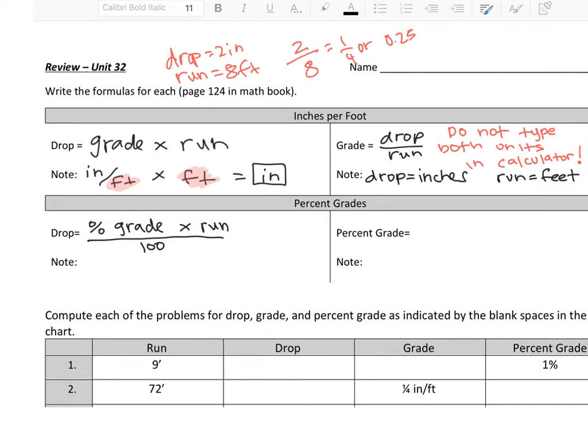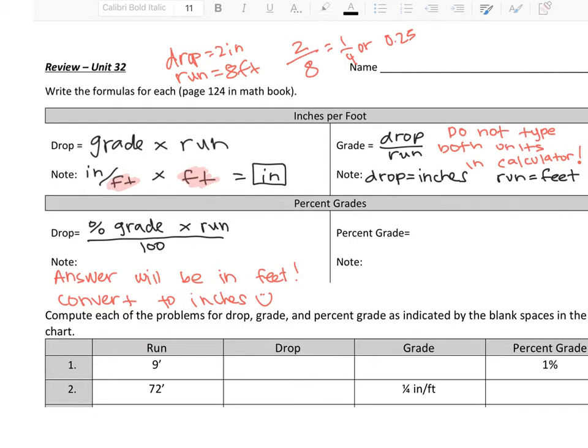So back to the formula, I should say. Multiply your percent grade times your run and then divide by 100. This will give you your answer in feet. So this is our note: answer will be in feet. Convert to inches. We talk about the drop being in inches just because it's usually smaller than a foot. So when you get your answer, you'll want to convert.